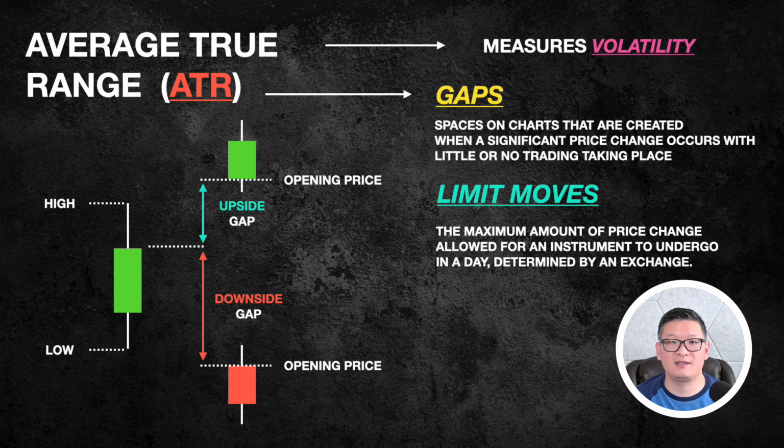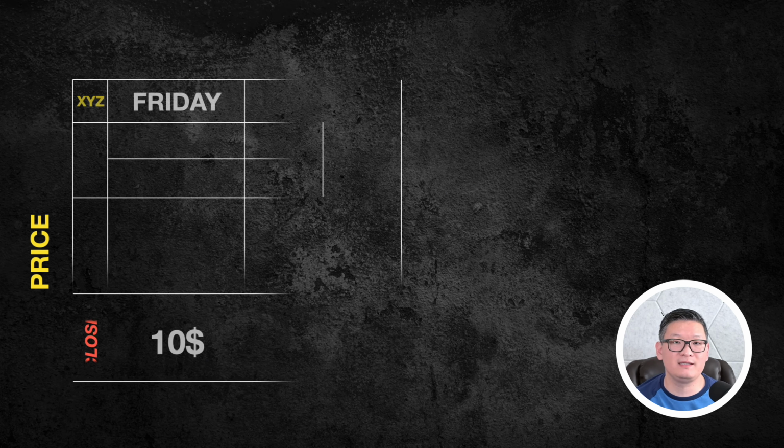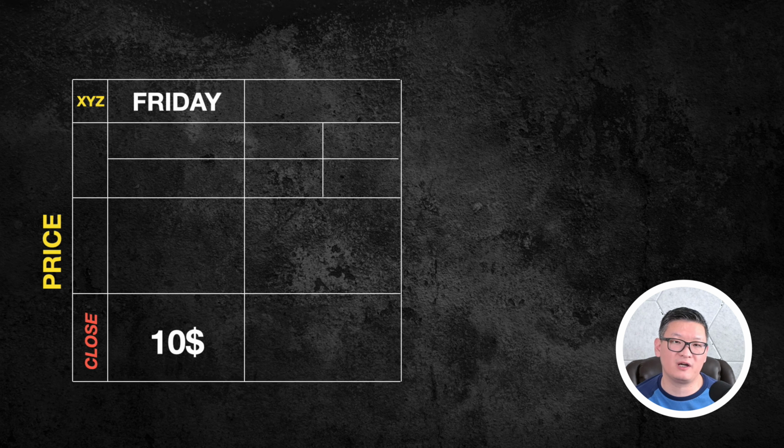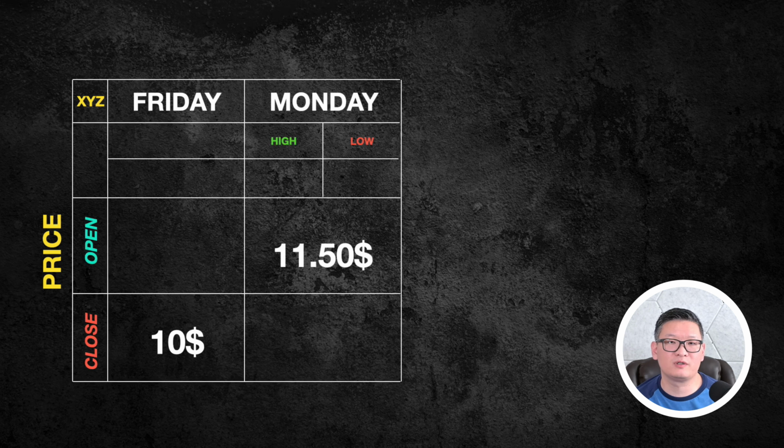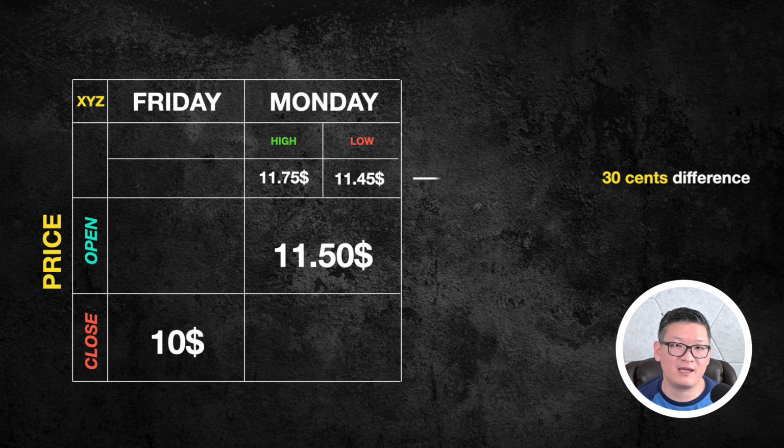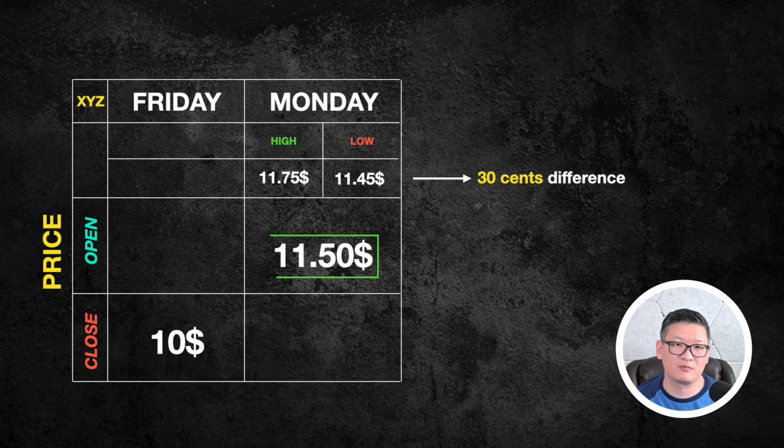To make it easier to understand, let's focus on gaps. Imagine a scenario when a stock XYZ closed at $10 per share on Friday. Let's assume that on the next Monday it gaps up and opens up at $11.50. The daily high and the low recorded on Monday are $11.75 and $11.45 respectively. If we don't include the gap that occurred on Monday because of some news that changed the sentiment over the weekend, the daily volatility range would be only 30 cents. As you can see, this can be very deceiving if we don't count the higher opening price.